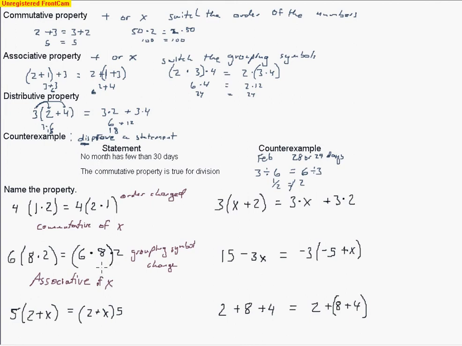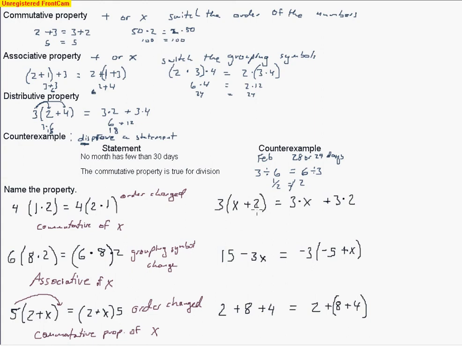Look at our next one down below. We've got 5, 2, and x. Here we have 2 plus x times 5. This is actually order changing. Notice how the 5 moved over to the right-hand side here. So order changed. Whenever you see order changing, that tells us that we're using the commutative property. Commutative property, in this case, is of multiplication, because we're multiplying the 5 by this sum, this 2 plus x, and that's what switched.